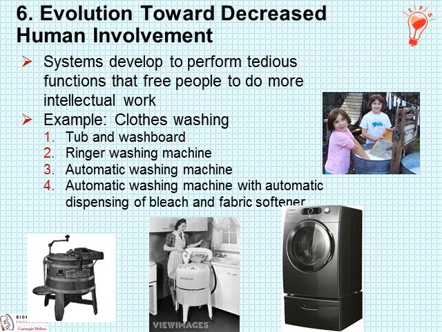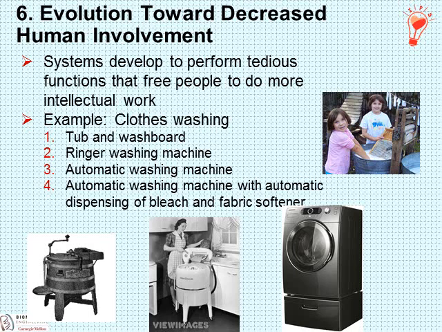The last line of evolution is towards decreased human involvement, and it's almost an obvious line of evolution. It's what we think of when we think of progress or technology. It involves systems that develop to perform tedious functions that free people to do more intellectual work. So one of many examples is a clothes washing machine that used to be a manual operation that involved a tub and a washboard or beating your clothes against a rock, and was replaced by the wringer washing machine and then an automatic powered washing machine, and now a modern washing machine that does everything from adding bleach and fabric softener, and I think there's even now a washing machine that does the drying.